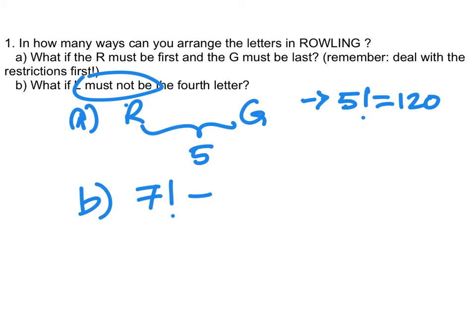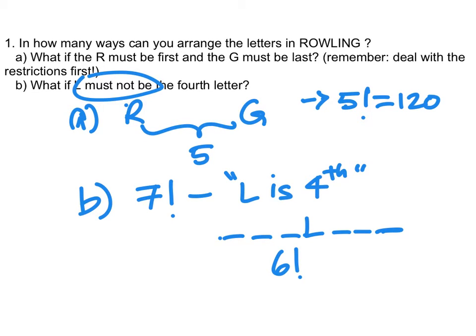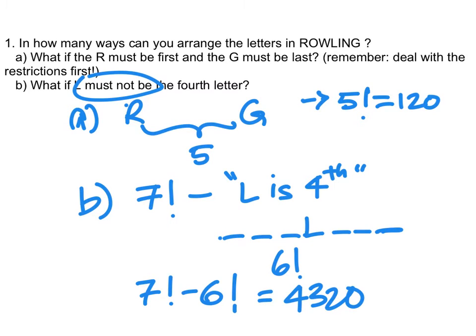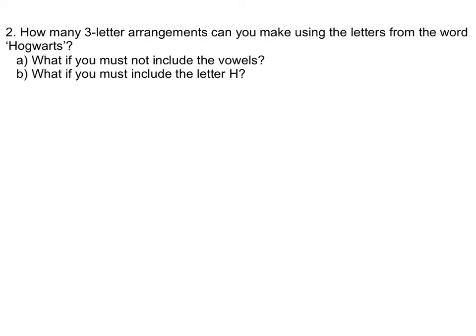So if L is the 4th letter, that means there are 1, 2, 3, that's L, 4, 5, 6 other letters that we are arranging around that. So really, that happens to be 6 factorial. So our answer here is 7 factorial minus 6 factorial, which is equal to 4,320.